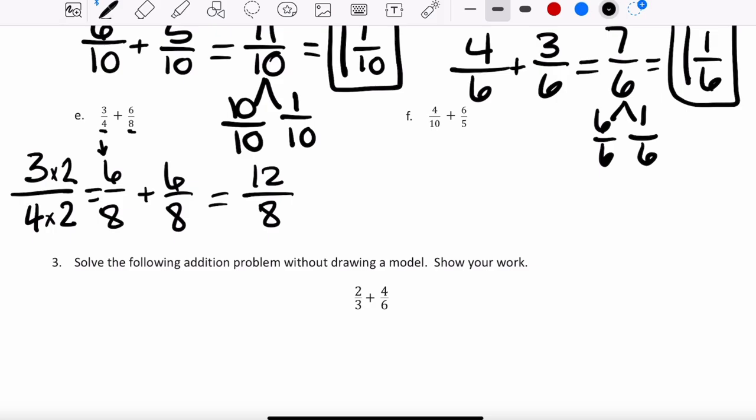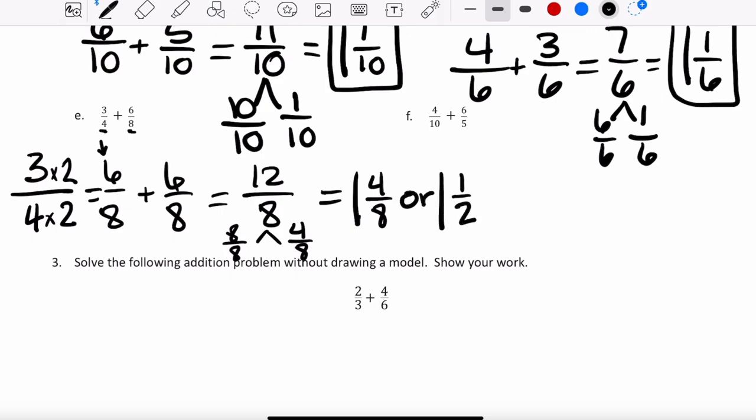But it's improper, so I have to change it to a mixed number. So I can make 8/8 as my whole, and how much do I have left? Well, I would have 4/8 left. So my mixed number would be 1 and 4/8. Four eighths also would equal 1/2. So I could also say 1 1/2. Either of those numbers would work.